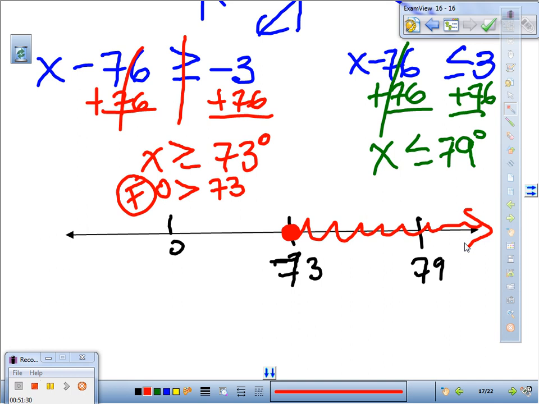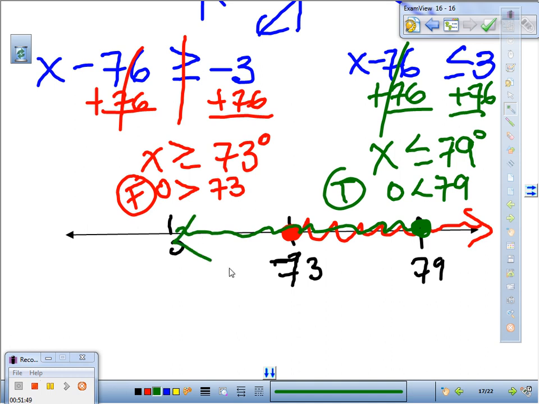Does that make sense? Let's go with the next one. Solid point at 79. Once again, I'm going to test 0. Is 0 less than 79? True, so that means I'm going to shade towards 0. What do you guys notice? It's an and. So write and. So now we are able to write our solution set. Here we go. Solution set of x such that, Jay, give me the rest.